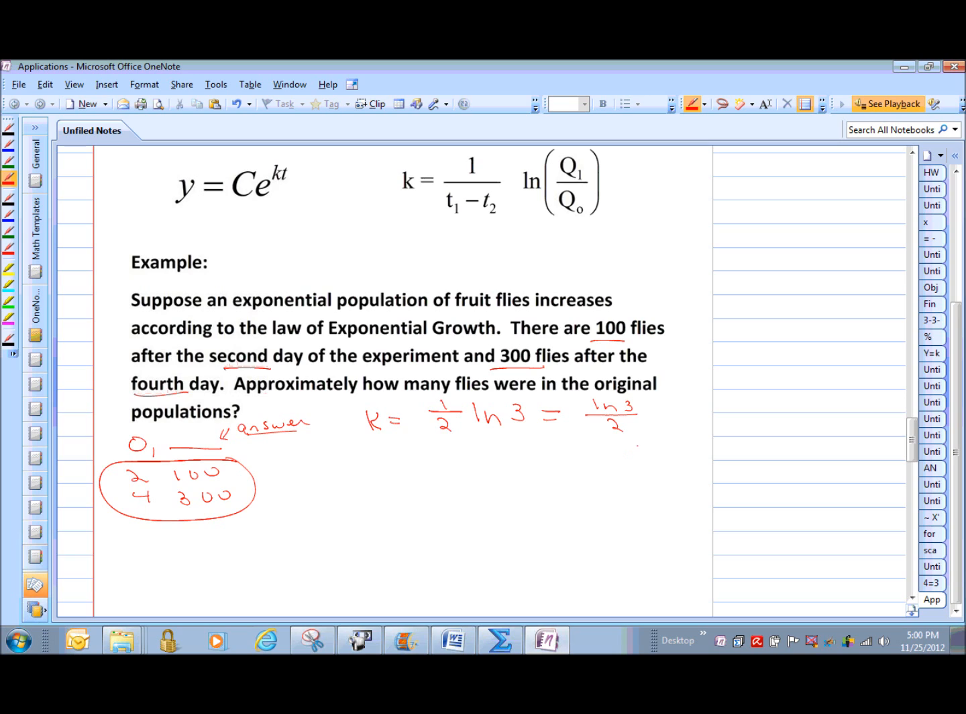All right. So now we know the value of K. We can go back and use these first two pieces of information to find our answer. So we know that over 2 days time our output Y is 100. What we don't know is our initial quantity, so we don't know C. But we know that the output is 100 when we raise e to the K, which we now know to be 1/2 ln 3, times time, and we know that 2 days have passed.